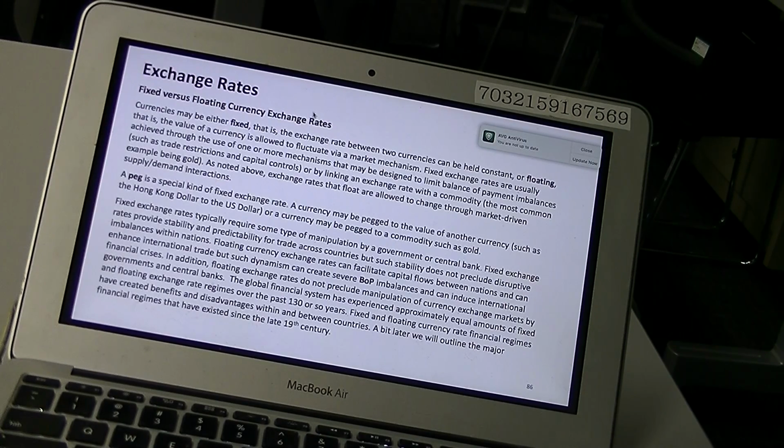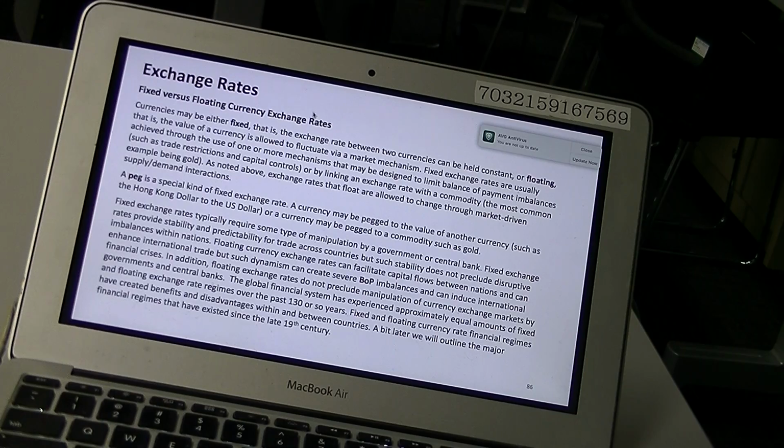A peg is where one currency is fixed to another currency. And one of the best known examples of that is the Hong Kong dollar. If you've ever been to Hong Kong, the Hong Kong dollar is typically fixed to the U.S. dollar. So it's basically linked. So over time, there's very little change in the value of the currencies.